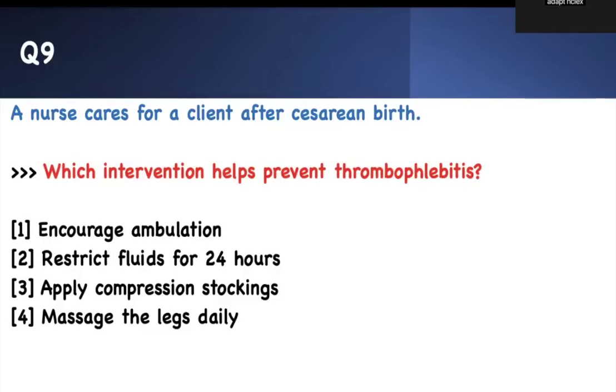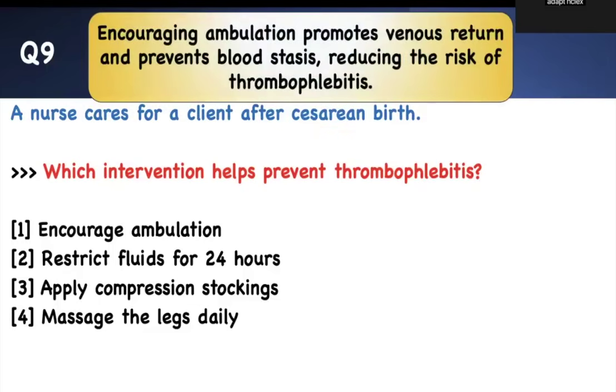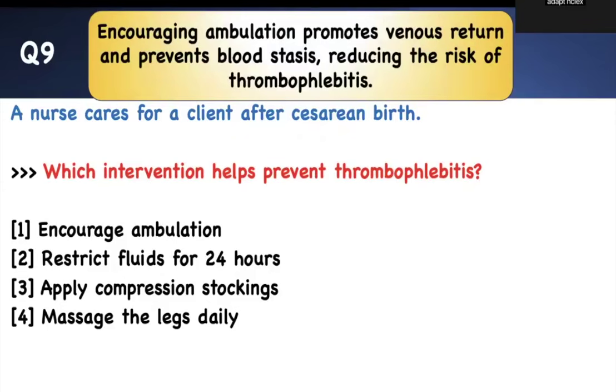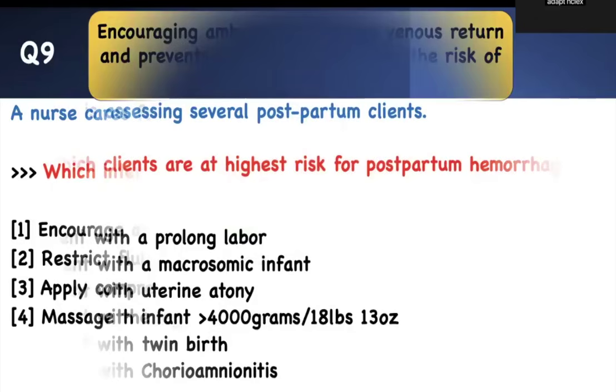Massaging the leg does not help. Restricting fluid will worsen it. Now you're left with what? Encourage ambulation and compression. I would rather walk than have you putting something on my leg and squeezing all the time. Walking is the best way to prevent DVT, thrombophlebitis, better than medication. Therefore, the best thing to do is let the patient walk rather than compression. And the answer choice is encouraging ambulation, promote venous return, prevent blood stasis, reduces the risk of thrombophlebitis. And this is the concept associated with that question. And that is the best answer.